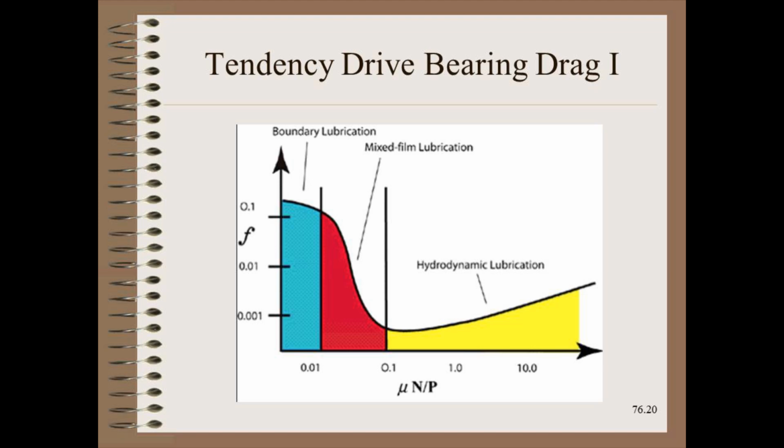Instead of looking at drag, let's use the effective coefficient of friction of the bearing. As we can see with this figure, the drag depends greatly on many factors, including speed, as the system moves into different regimes of lubrication.